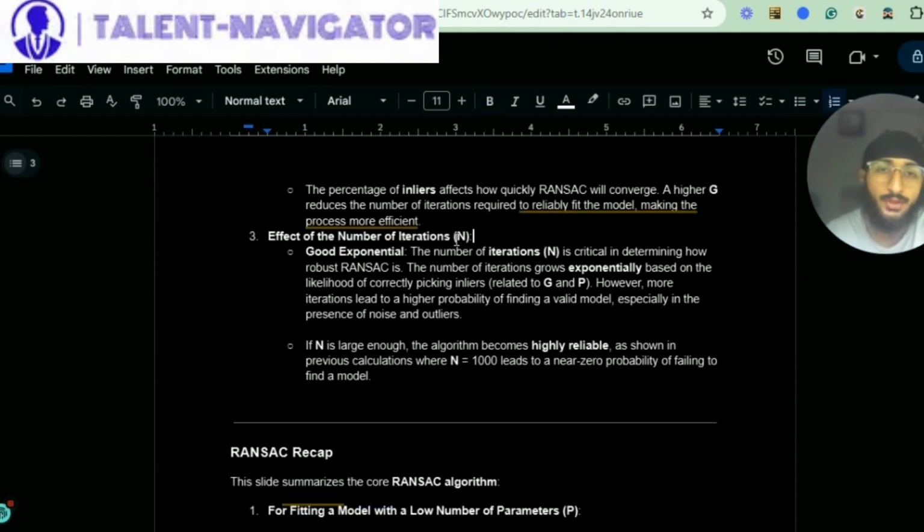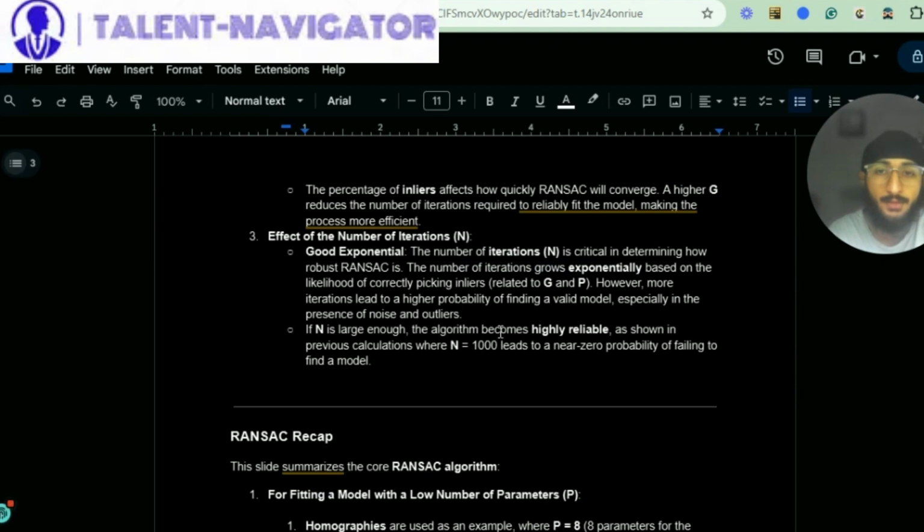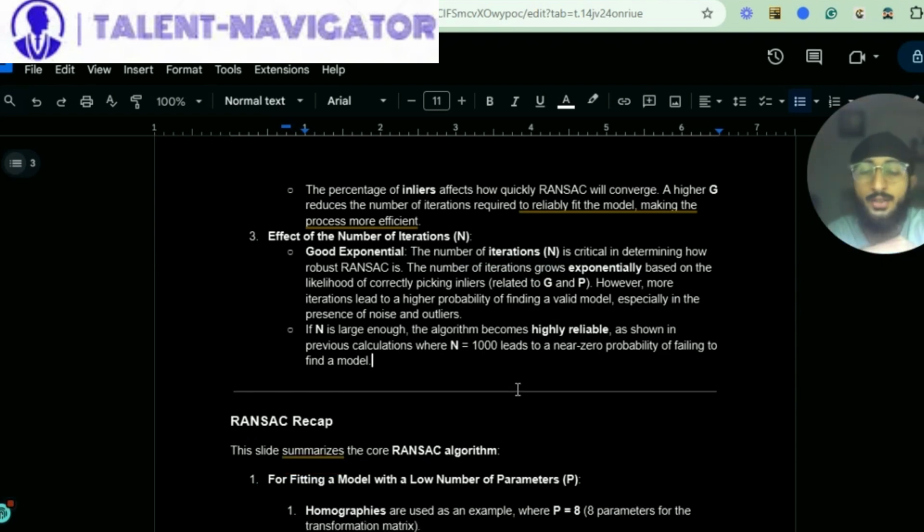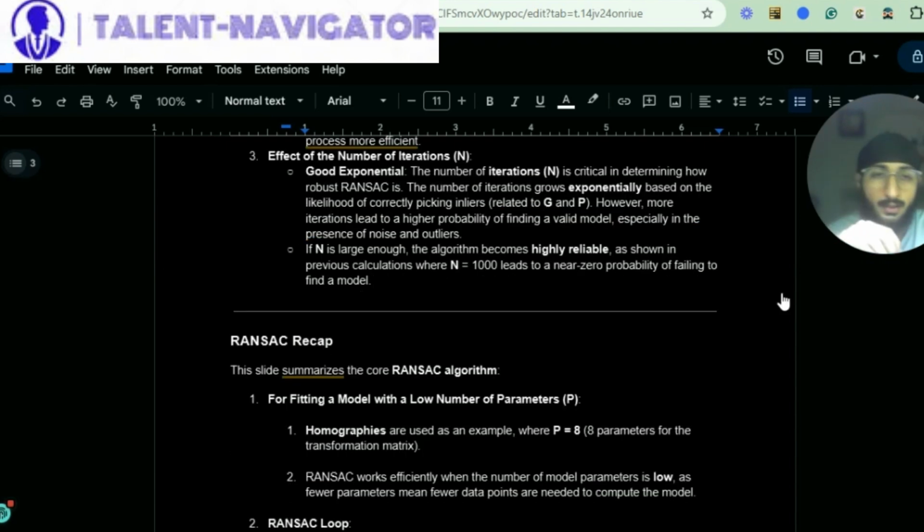Now, effect of the number of iterations n. Good exponential: the number of iterations is critical. The number of iterations grows exponentially based on the likelihood of correctly picking inliers related to G and P. However, more iterations lead to a higher probability of finding a valid model, especially in the presence of noise and outliers. If n is large enough, the algorithm becomes highly reliable, as shown in previous calculations, where n equal to 1,000 leads to a near zero probability of failing to find a model.